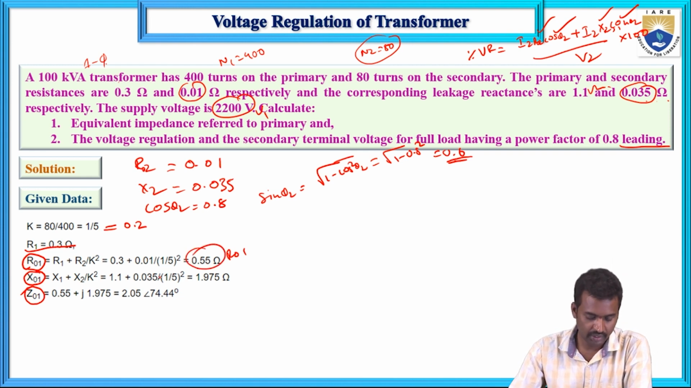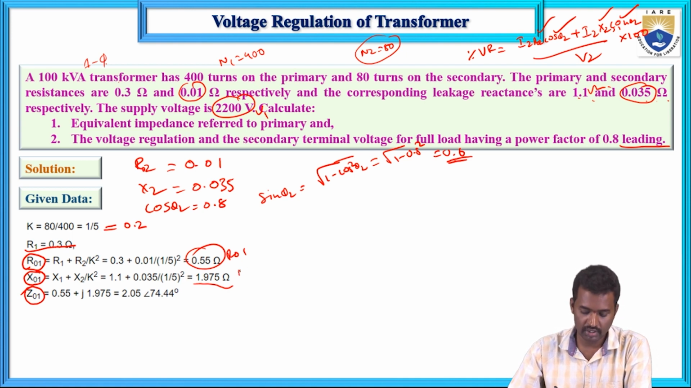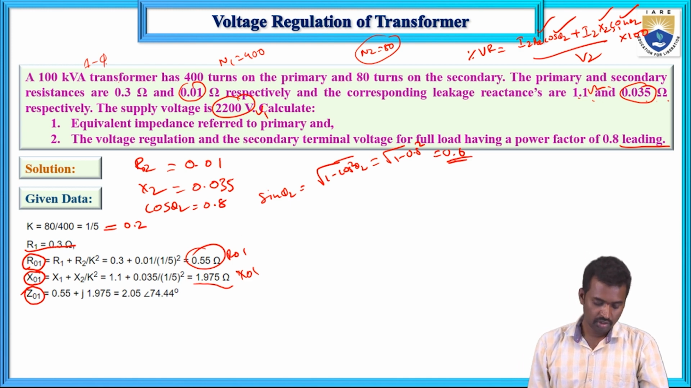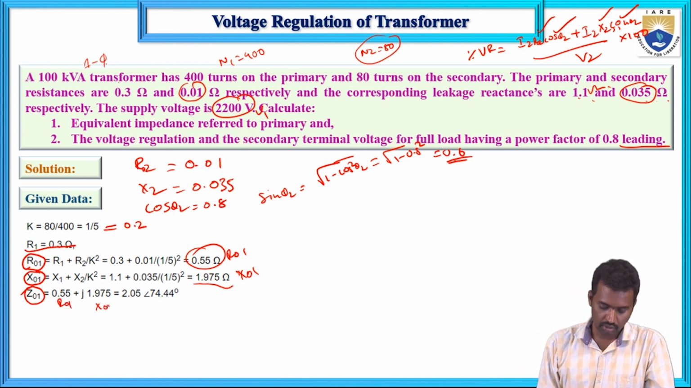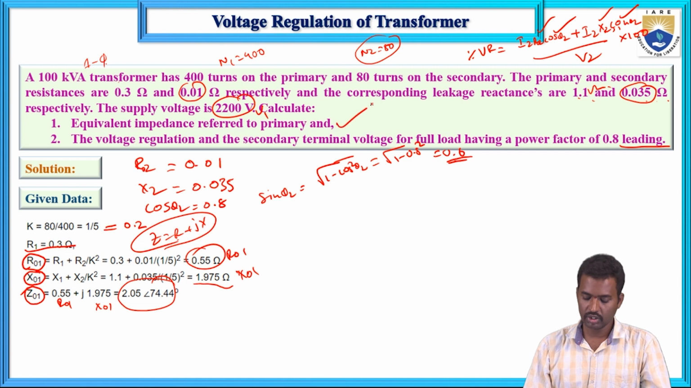0.55. Next X01 equals X1, this one 1.11, plus 0.035 by (1 by 5) square, that equals 1.975. Now this is the resistance R01, 0.55, and X01, 1.975. So this is R01 and X01. So Z equals R plus jX, this formula. So now we have the impedance. So this one is okay.